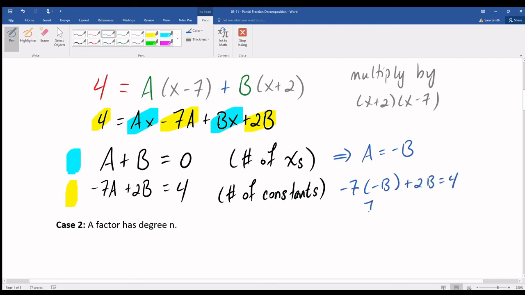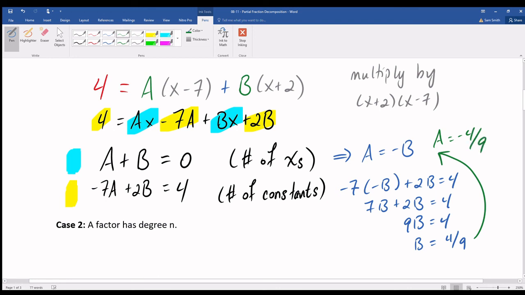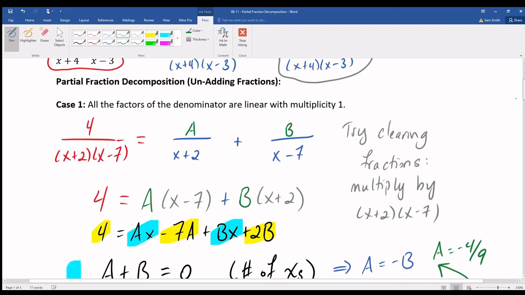7b plus 2b equals 4. 9b equals 4, and therefore b equals 4 over 9. And therefore a equals negative 4 over 9. So what have we learned? We have learned that in the case that a is equal to negative 4 over 9, b is equal to positive 4 over 9, then the fractions on the right-hand side of this equation added together really will equal the result on the left-hand side of this equation.